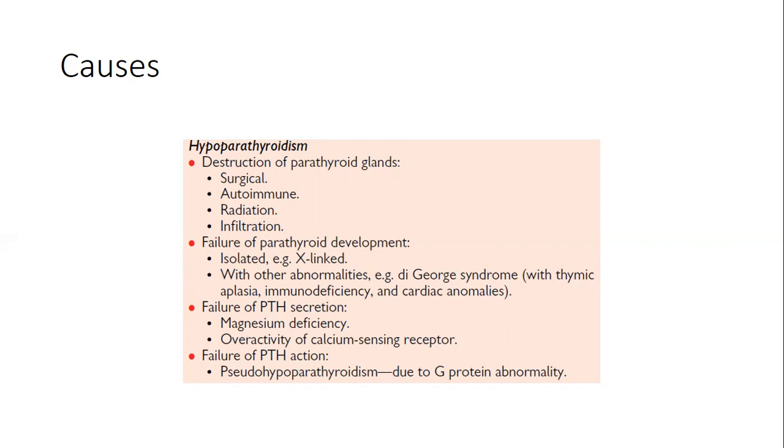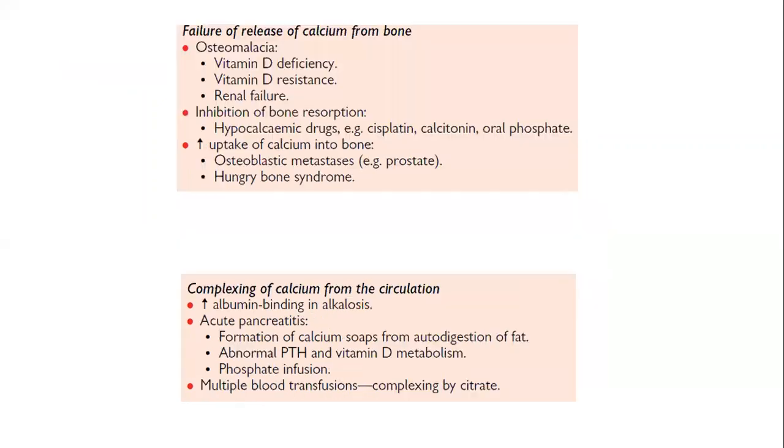There could be a failure of the PTH secretion secondary to magnesium deficiency or overactivity of calcium sensing receptor, or it could be secondary to the failure of the PTH action. And the example is pseudohypoparathyroidism due to G protein abnormality.